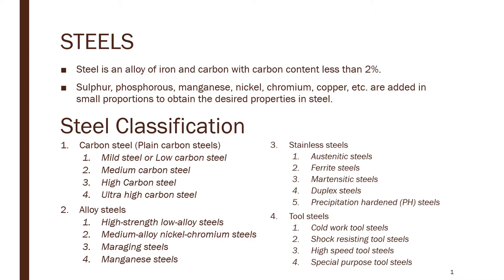Under the carbon steels you have mild steel or low carbon steel, medium carbon steel, high carbon steel, ultra high carbon steel. Whereas in the alloy steels you have high strength low alloy steels, medium alloy nickel chromium steels, maraging steels, manganese steels. In the stainless steels you have austenitic steels, ferritic steels, martensitic steels, duplex steels, and PH steels, that is precipitation hardened steels. Whereas in the last one, the tool steels, you have cold work tool steels, shock resistant tool steels, high speed tool steels, special purpose tool steels. So we'll see one by one, not all, some in detail.